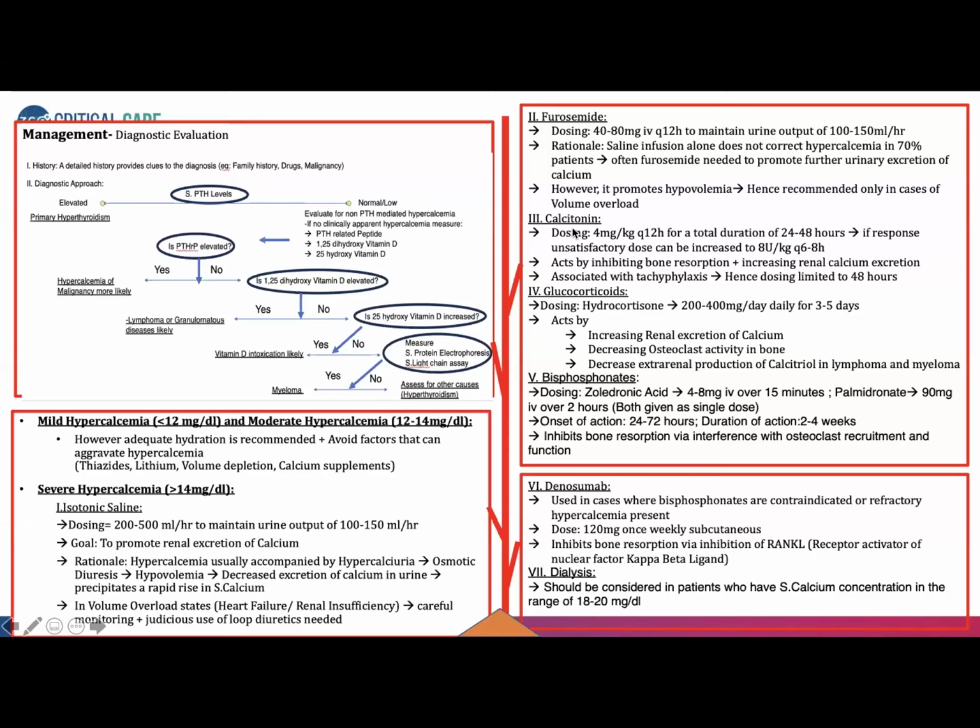But the problem with calcitonin is that tachyphylaxis occurs. So beyond 40 to 48 hours, the effect of calcitonin disappears. So the mechanism by which it acts is it inhibits the bone resorption, increases renal calcium excretion.